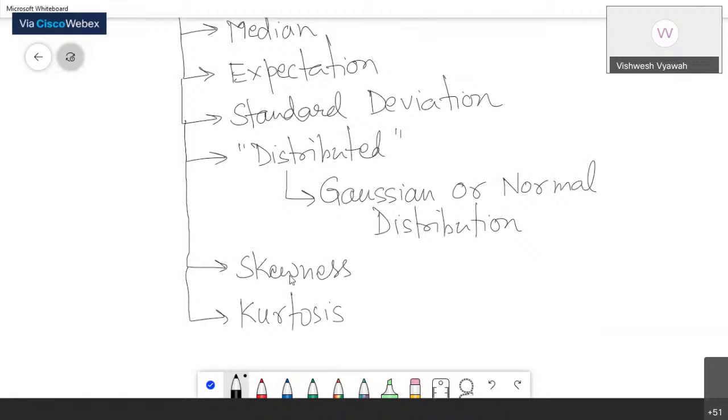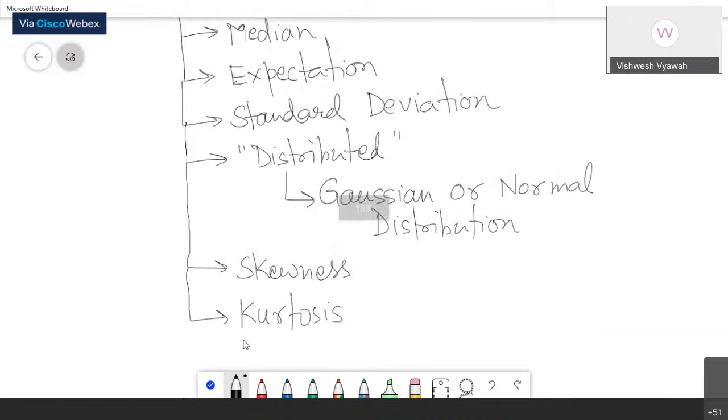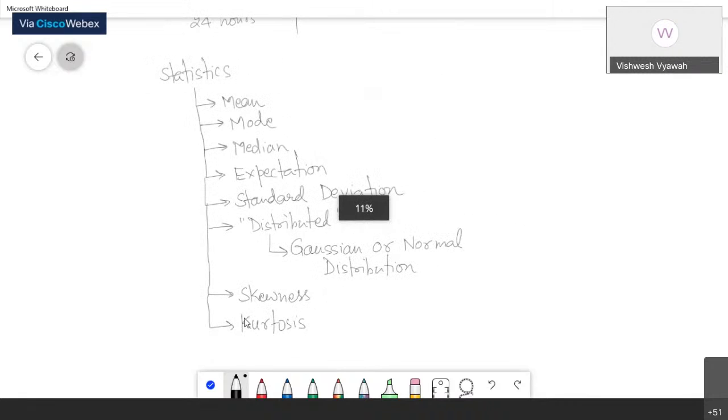So there are two ways with which we can teach all these concepts. What are these concepts? These are the concepts that I am talking about: mean, mode, median, expectation, standard deviation, distribution, which comes from the density function, skewness, kurtosis, and all those things.